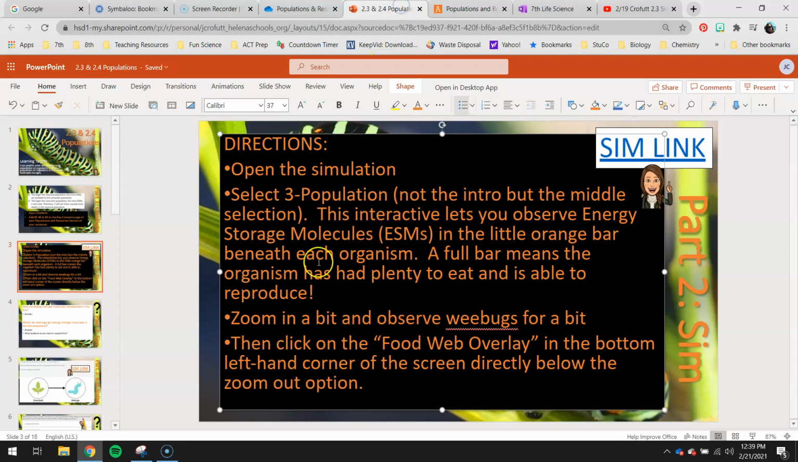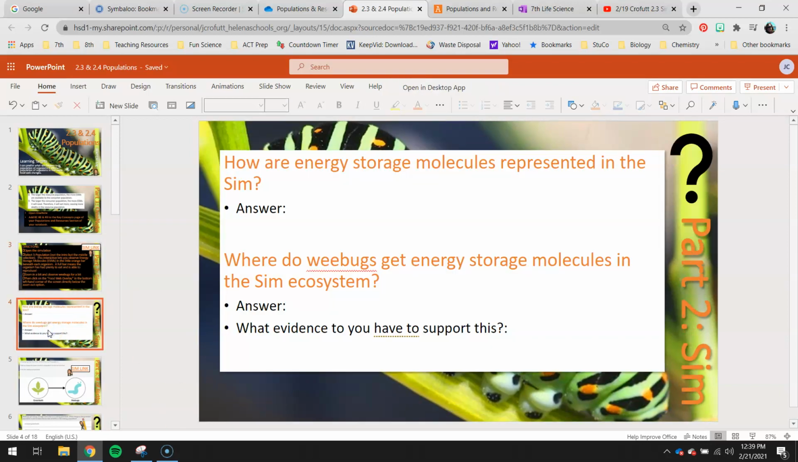Okay, so back to our simulation. Zoom in a bit and observe the wee bugs, and then click on the food web overlay in the bottom left-hand corner of the screen so you guys know where that is now. So let's ask this question. How are energy storage molecules represented in the sim? Where do you guys see those at? And then where do wee bugs get energy storage molecules in the sim ecosystem? So again, look at that food web that we just talked about. What evidence do you have to support this?